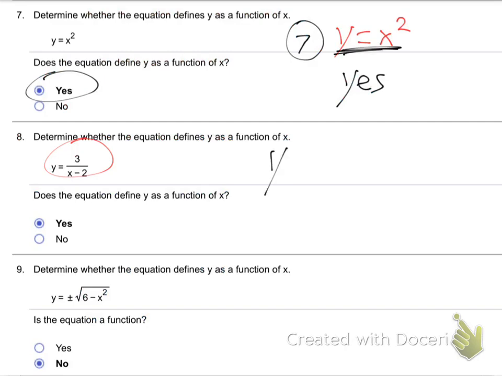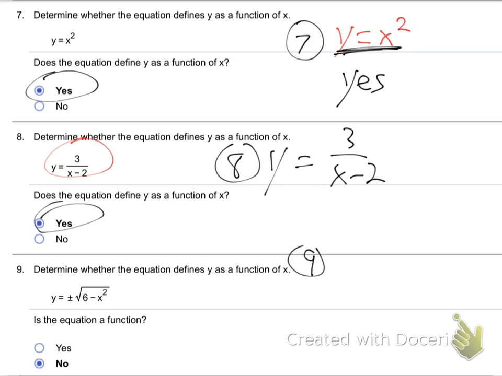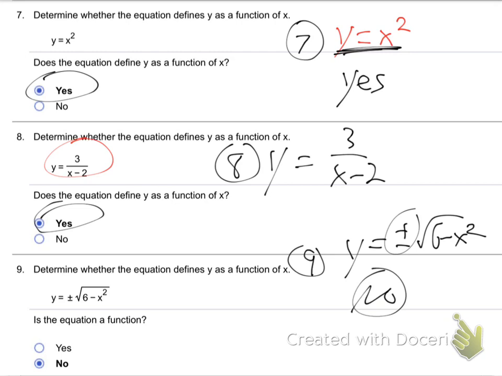How about the next one? Number 8 here. Y equals 3 over x minus 2. Does it have an even power on y? No. Does it have plus or minus anywhere? No. It's good. It's a function. Number 9. Y equals plus or minus. There it is. Plus or minus. No good. It's not a function. It's got a physical plus or minus. Good. These will be easy, huh? You'll whip through these.